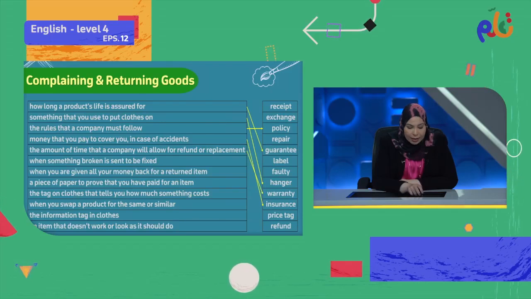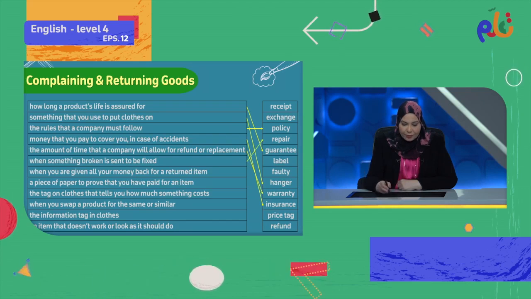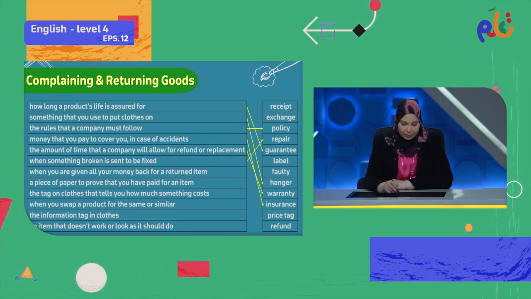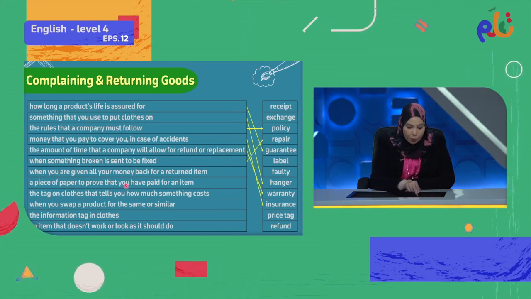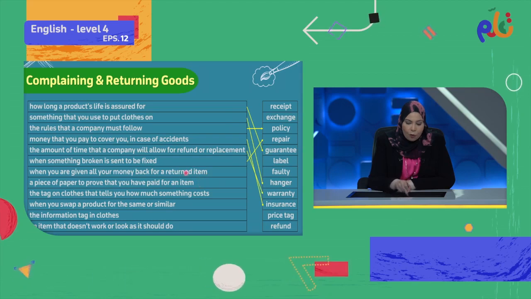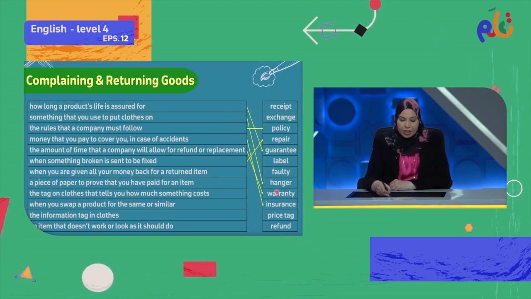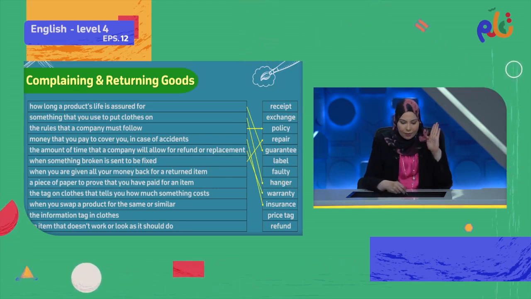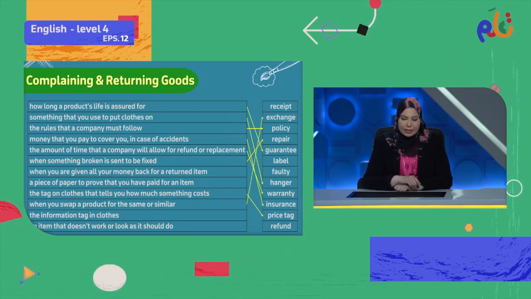When something is broken and sent to be fixed, this is the repair. So you send it to the repair or you repair it. And the next one, a piece of paper to prove that you have paid for an item. Usually, when you return anything within the warranty period, you need to get the receipt. So your word here is receipt.